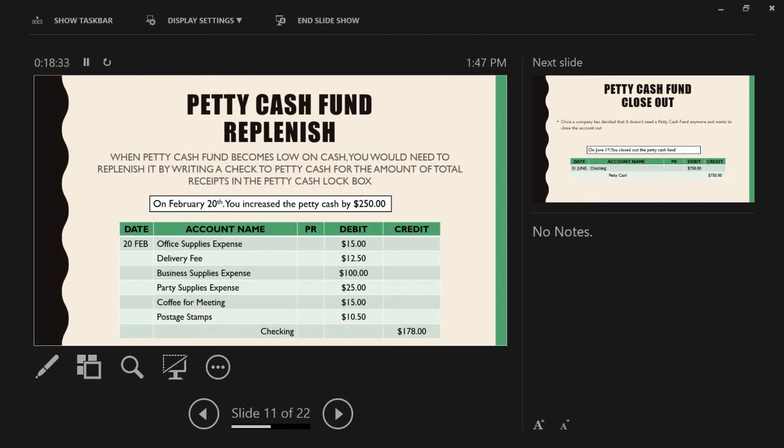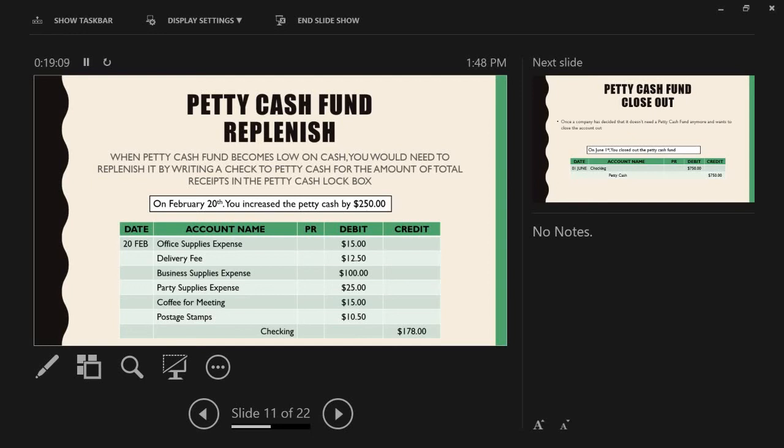So here I made an example. I did office supplies, I had a delivery fee, I had to buy business supplies, and I had party supplies, and I had to buy coffee for a meeting, and I bought postage stamps to deliver some stuff. And with that, I calculated all my total number of receipts, and I get a total of $178 even.